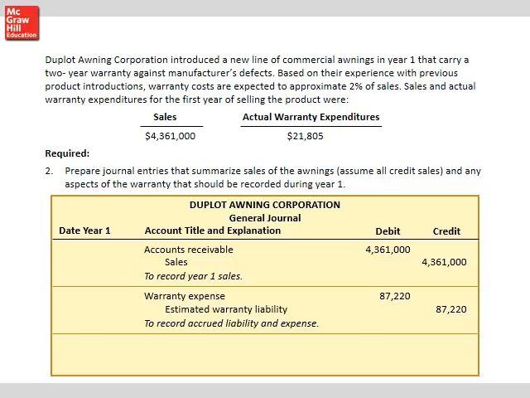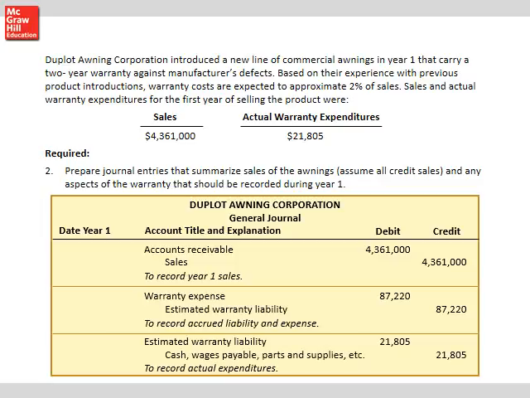Now, however, we actually had customer claims for $21,805. That's going to come out of the estimated warranty liability, not an additional warranty expense. So we're going to take the $21,805 out of estimated warranty liability, and we're going to credit cash, wages payable, whatever it took to fulfill that particular warranty. Sometimes it's somebody working on something, sometimes it's a refund, sometimes it might be parts to fix something, or sometimes it may be a little bit of all of that. So whatever the appropriate account is, we will credit that.